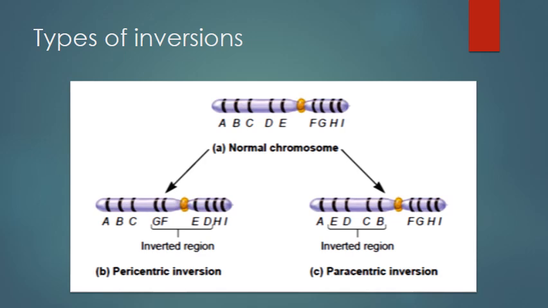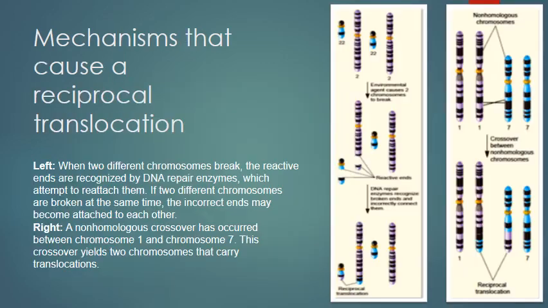If either breakpoint occurs within a vital gene, the function of the gene is expected to be disrupted, possibly producing a phenotypic effect. Now we move to the translocation. So translocation involves exchange between different chromosomes. This is another type of chromosomal rearrangement in which a piece from one chromosome is attached to another chromosome.